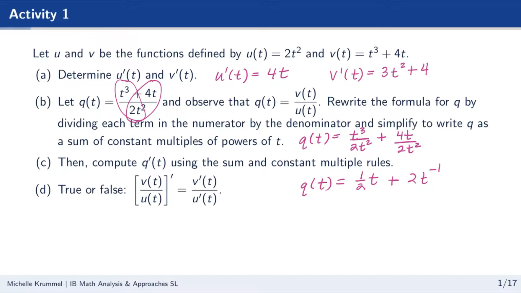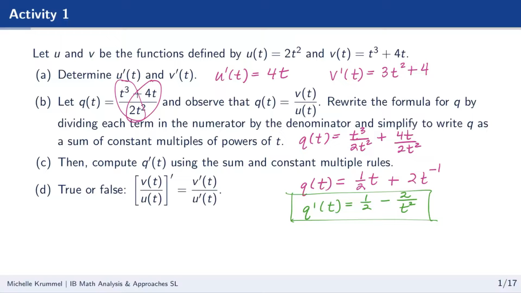And the nice thing about writing it this way is that I can now find the derivative using the sum and constant multiple rules combined with the power rule. So now we have q prime of t equals, the derivative of 1/2 t is 1/2, and the derivative of 2t to the -1 is -2t to the -2. t to the -2 is the same as 1 over t squared. All right, so now I have q prime of t. That's my derivative there. So we've taken care of parts A, B, and C.